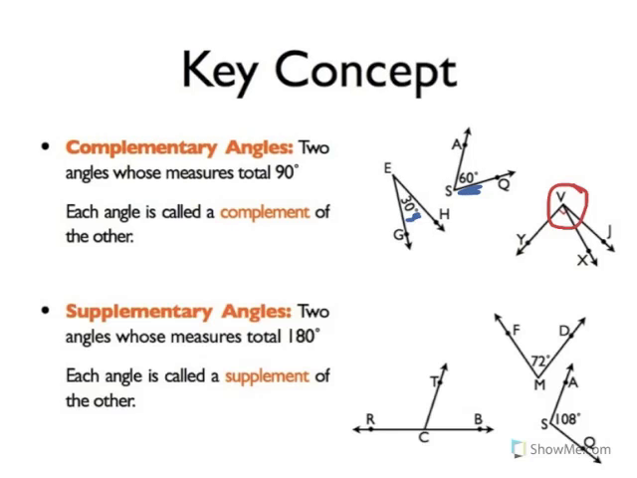To go along with complementary, we have supplementary. These are two angles whose measures total to 180 degrees. So you'll notice over here that 72 degrees plus 108 degrees is 180 degrees. We also know that a straight angle has a measure of 180 degrees, so if two adjacent angles form a straight angle, they will also be supplementary.